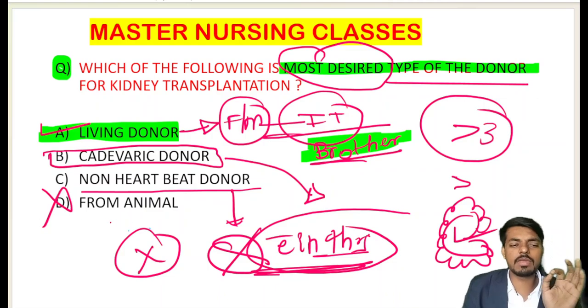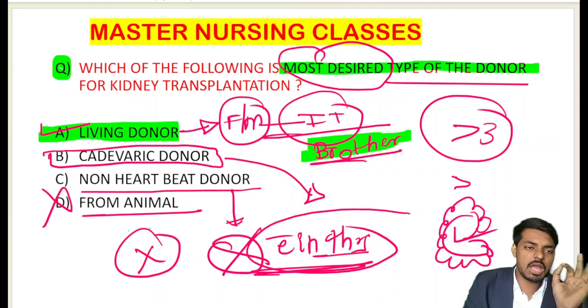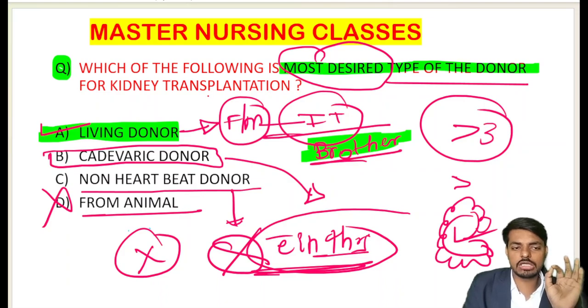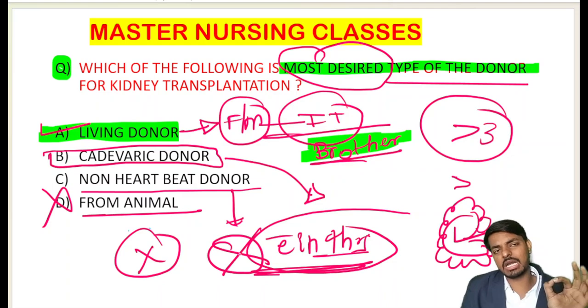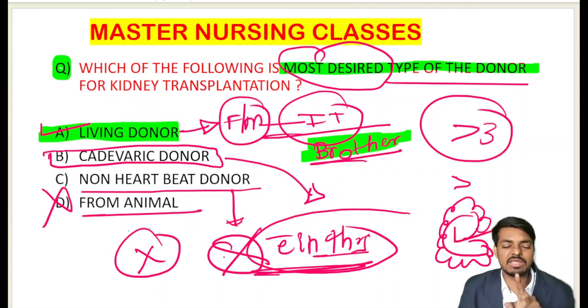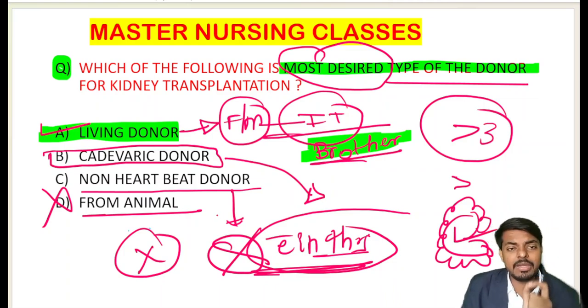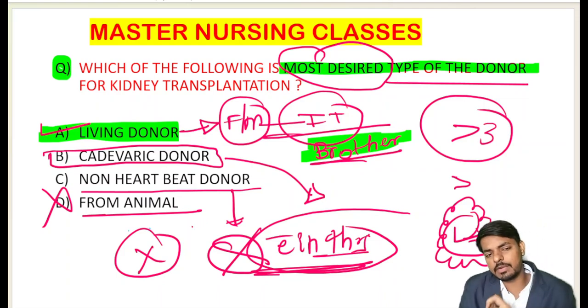From animals we will never ever take the kidney to implant in a person. So the answer for this question, very importantly, is that the most desirable donor is the living donor. Those who gave option A as the correct answer, your answer is the best. And the question can also arise like this: the situation where immediate harvesting of the organ is required is the non-heartbeat donor.